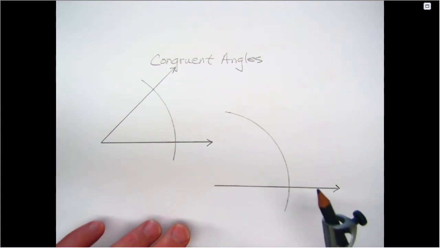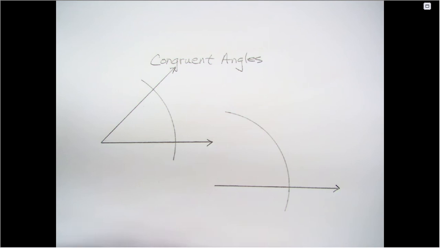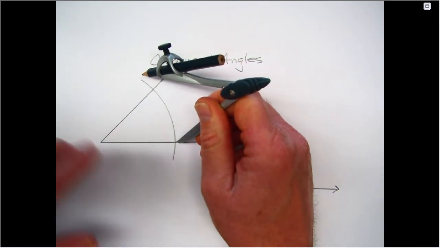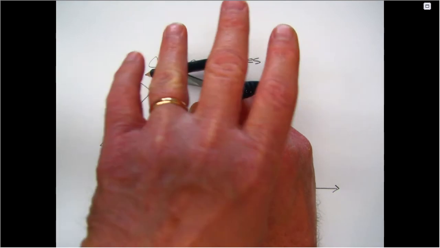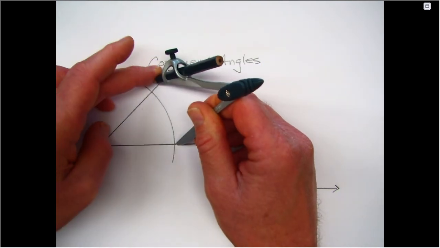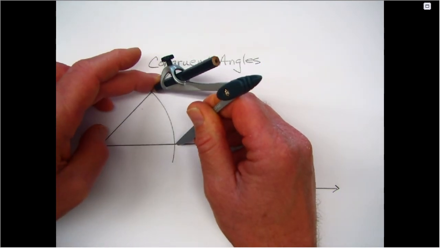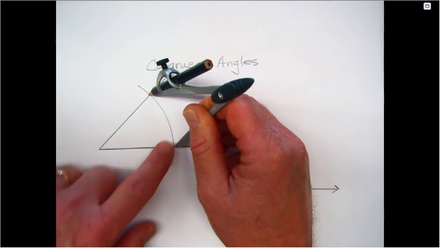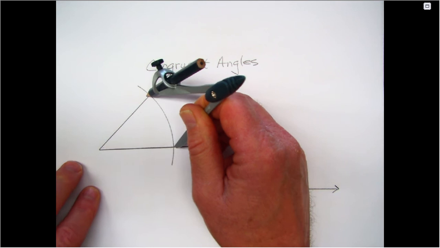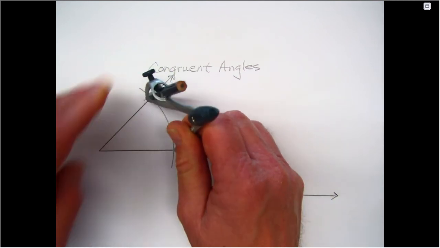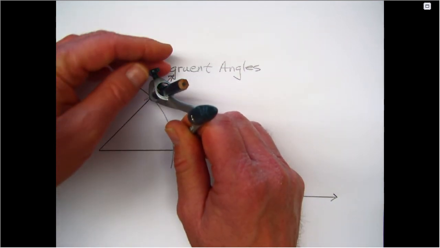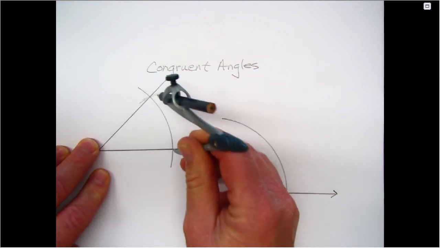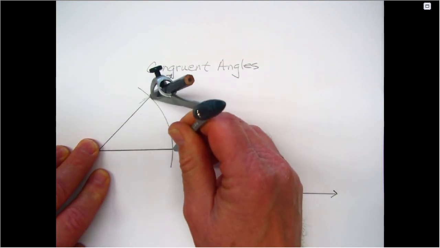Now I'm going to use my compass as a measuring device. I'm going to take the point of my compass and the pencil part of it, and move this in a little bit so that it measures the width of this distance between here and here. I'm going to put a little arc right there to show where that is, okay?